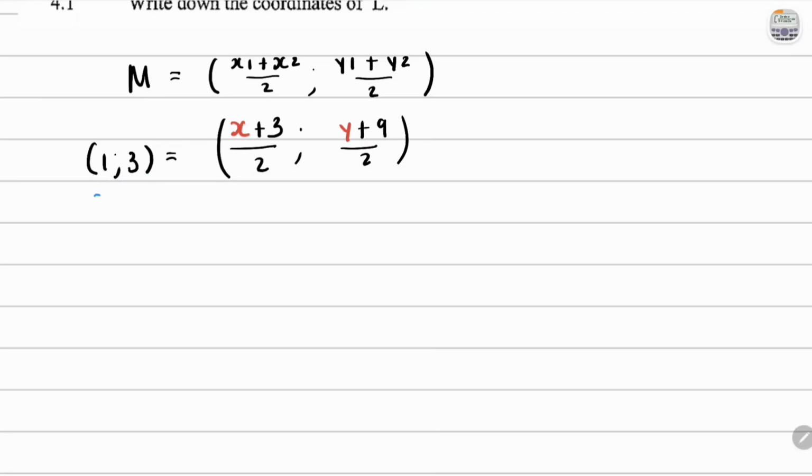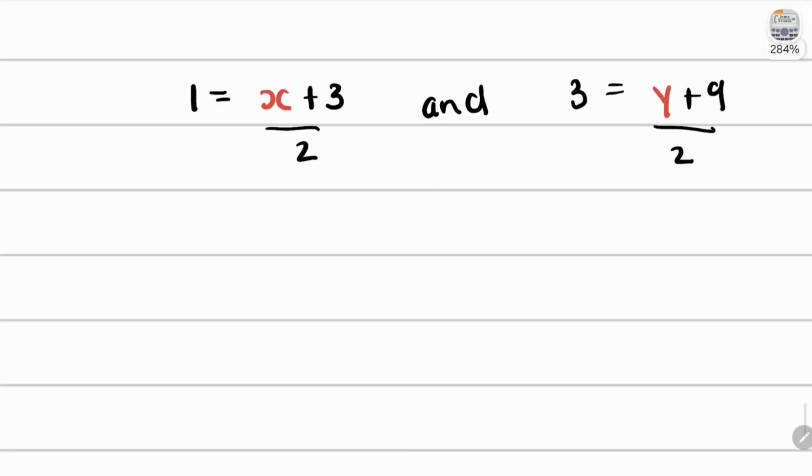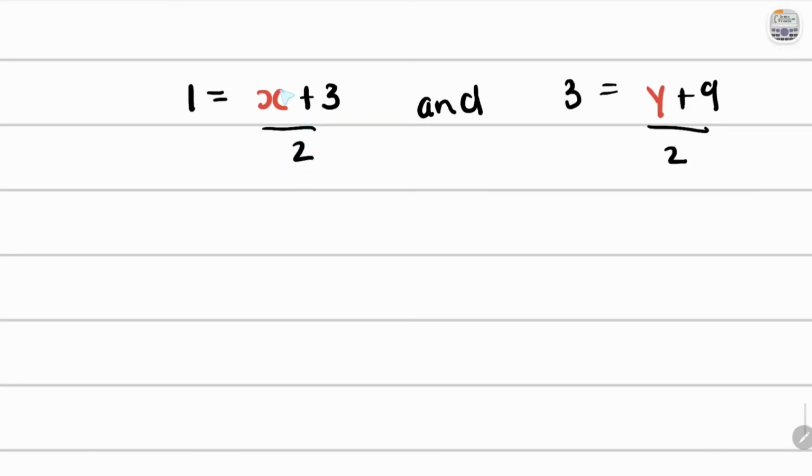So what we're going to do is equate their X values and equate their Y values. So we're saying 1 is equal to (X plus 3) over 2, and 3 is equal to (Y plus 9) over 2. Okay, so now we can just solve for X and Y. So here, to get rid of this 2, to get closer to the X, we can just multiply both hand sides by 2, or you can see this as cross multiplying.